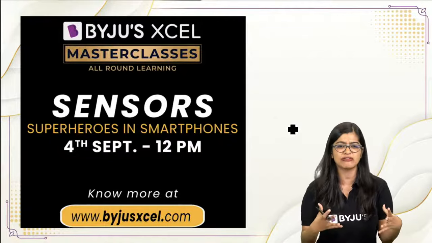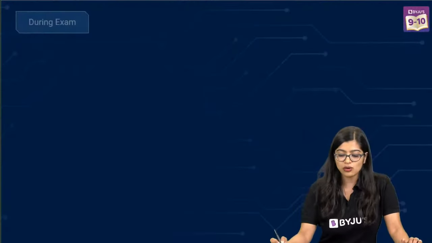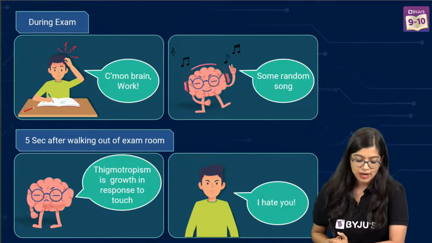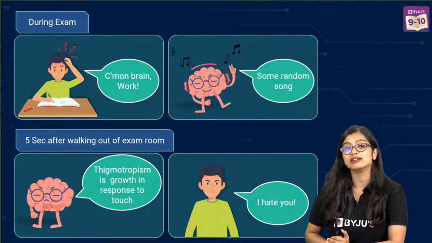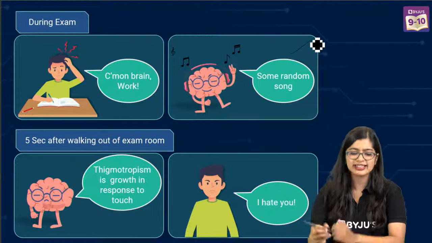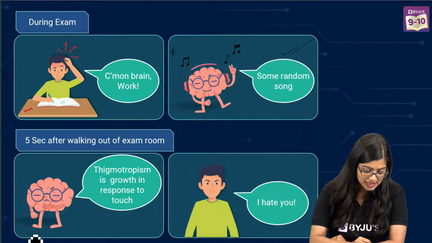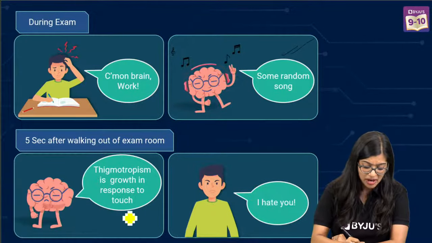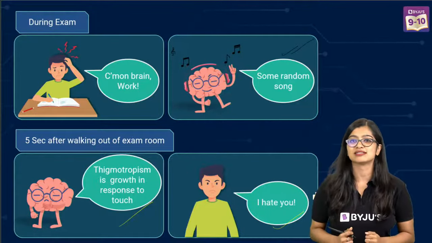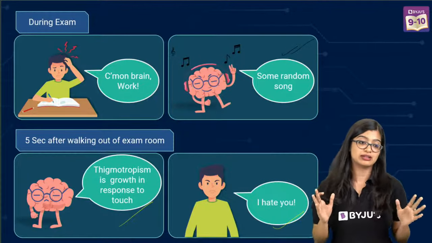Because today's class is going to be very heavy in terms of understanding the structure of the brain. Now, how many of you does this happen? During the exam, when you want to think, okay, I need to remember the answer for this particular physics question, but our brain is singing some random song, our favorite song, right? But at the same time, after walking right out of the exam, we will remember the answer, right? And then you must be thinking, what is this? Why is our brain not working when we need to work? How many of you have felt this?